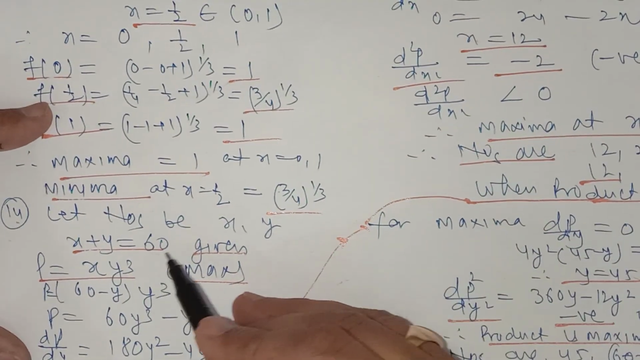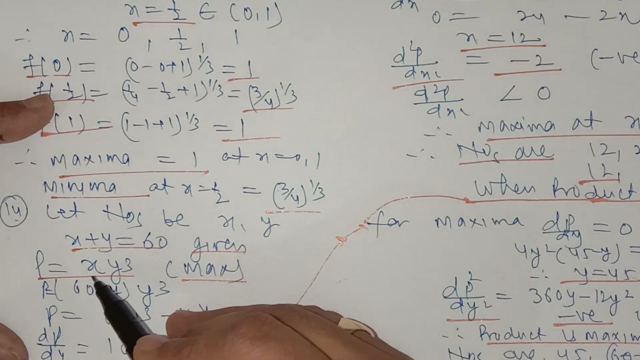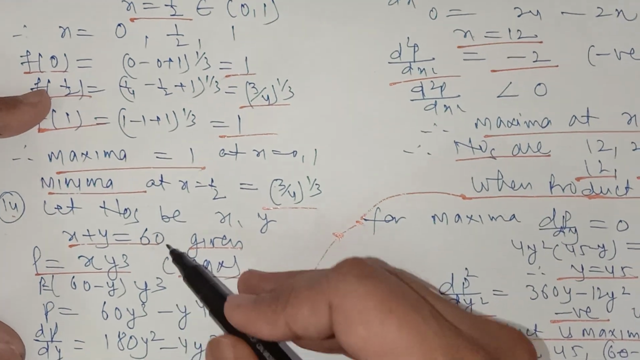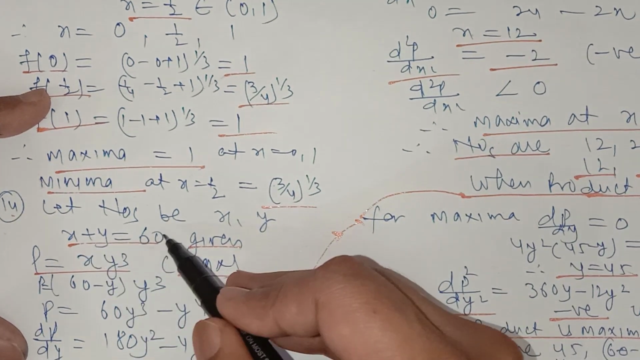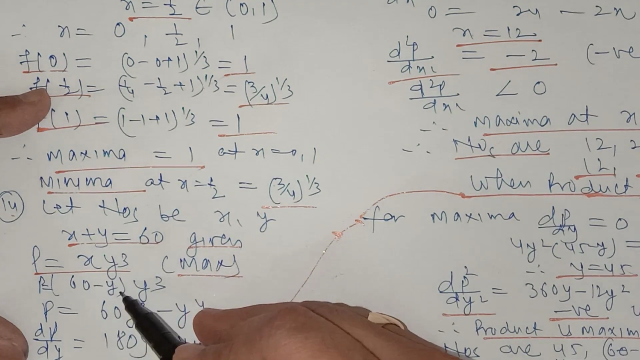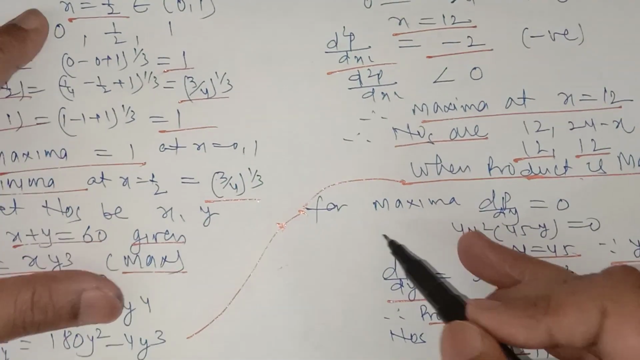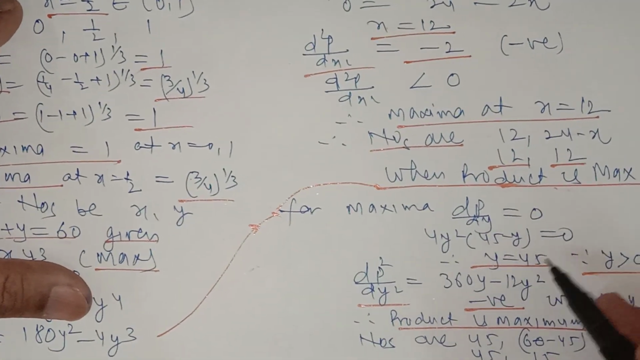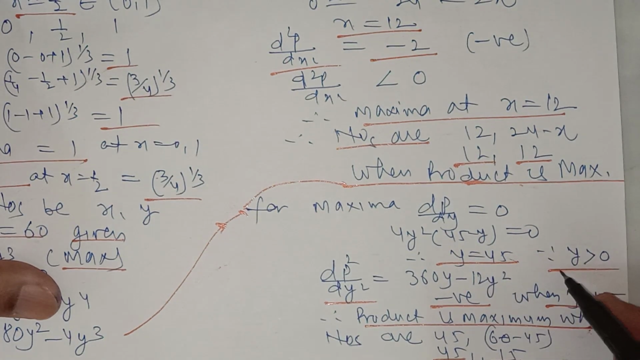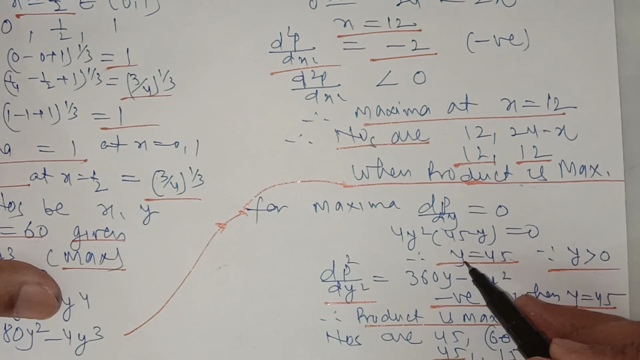In question number 14, we have again two numbers whose sum is 60, and you have to prove that x into y cube will be maximum. So as usual, now eliminate x here. The value of x will be 60 minus y. Put it here. Find its first derivative, differentiate with respect to y, put it equal to 0. You are getting the value of y as 45 and 0. Because the value of y is greater than 0, it cannot be negative or 0. So y is equal to 45.